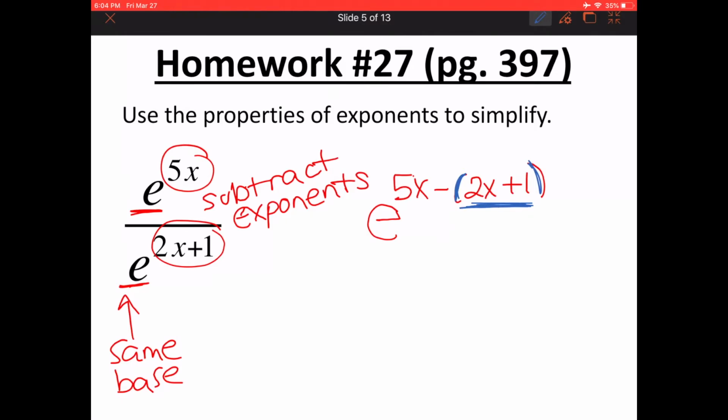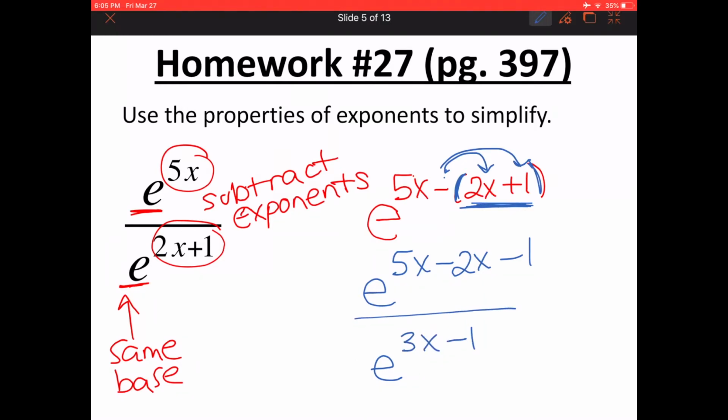Because now that we've set this up, the first thing we need to do is distribute that minus sign. And so now I really have e to the power of 5x minus 2x minus 1. So when I combine my like terms, I end up with e to the power of 3x minus 1. And here is my final answer. Okay, guys?